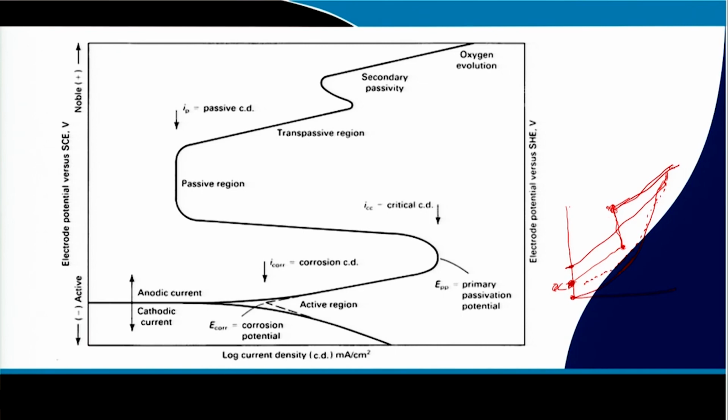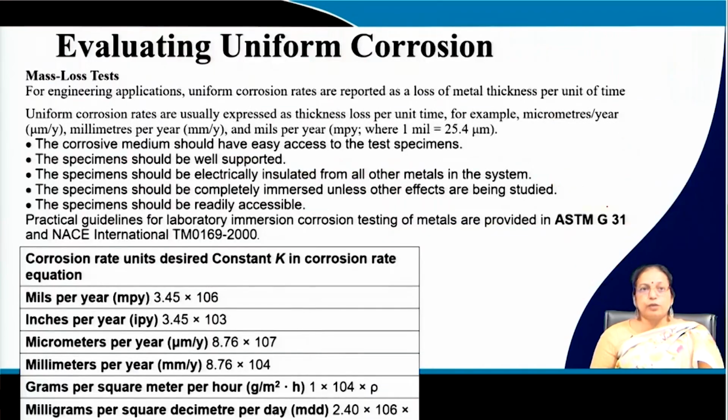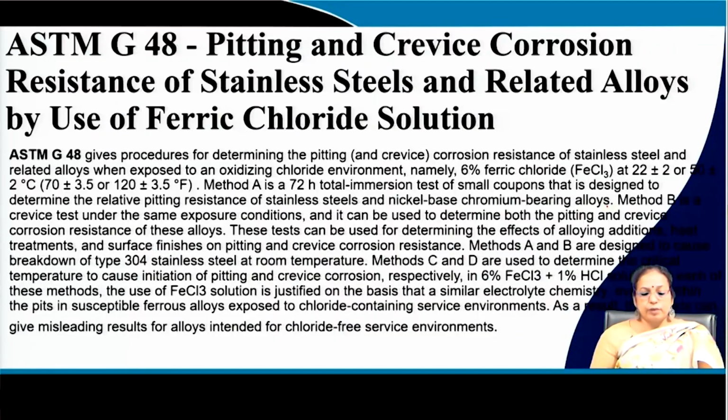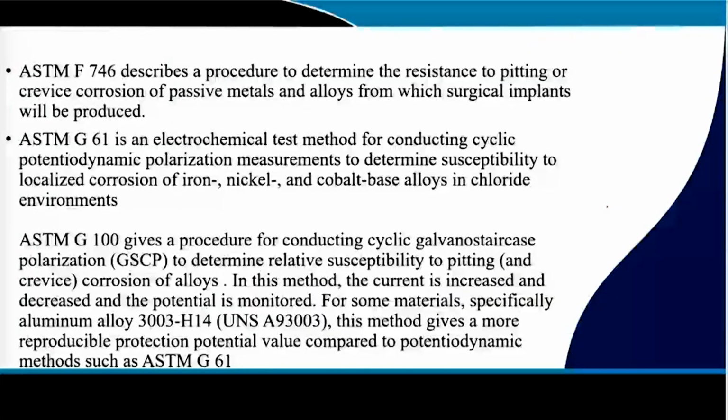So, the nobler the critical potential for pit initiation, the higher is the resistance of the component to pit initiation. On the other hand, the nobler the critical potential for pit propagation, the higher is the resistance to pit propagation. So, EP1 and EP2, these are two important values from where you get information about the pitting potential, that is, the pitting tendency.